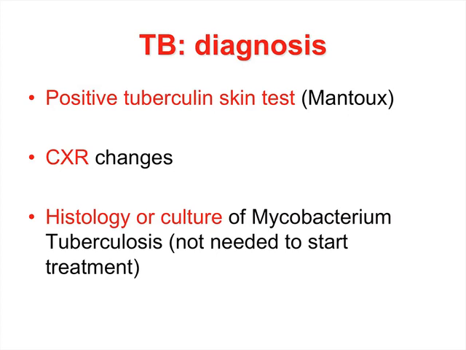The diagnosis of TB is based on a positive tuberculin skin test, the Mantoux test, and chest X-ray changes, which may include hilar lymphadenopathy or segmental lesions. Definitive diagnosis requires histology or culture of Mycobacterium tuberculosis, but is not needed to start treatment. Microbiological testing includes acid-fast bacilli stain and culture, but sputum is rarely available in young children, so early morning gastric aspirates to capture sputum swallowed overnight are required.